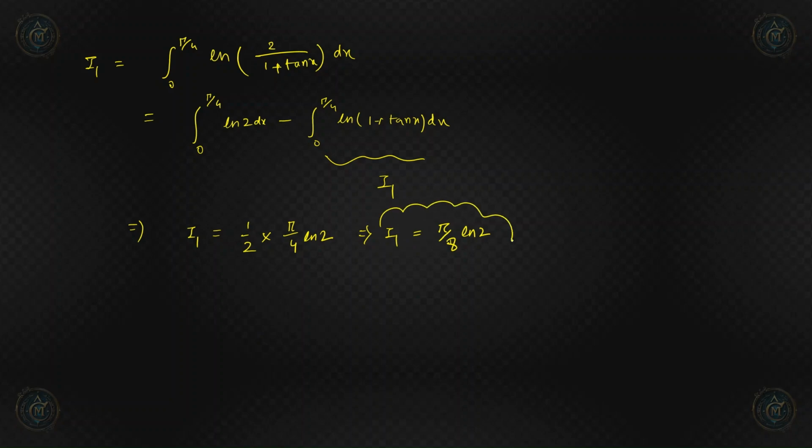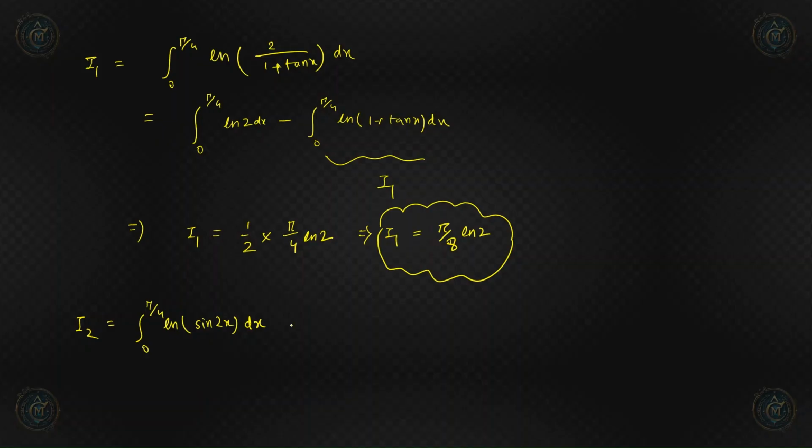So this is our I1. Now we have to calculate this I2. Okay, so I2, let us calculate. I2 is integral 0 to pi by 4 log sine 2x dx. First let us simplify this integral to 0 to pi by 2, because that integral is a more standard value to remember.